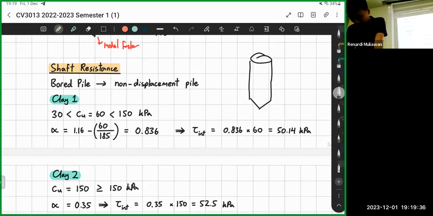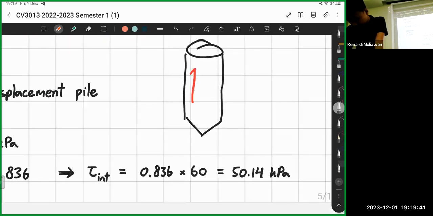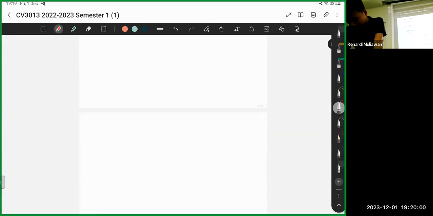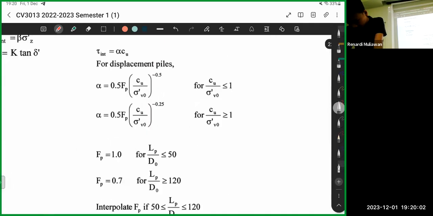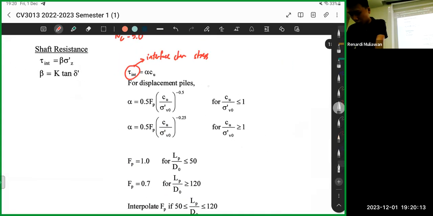The shear stress along the pile is what we call the tau interface. This one means shear stress, and this one means interface. So it's the shear stress of the interface. You can see it in the formula sheet, I think. Here, this one is your interface shear stress. You just need to follow these.